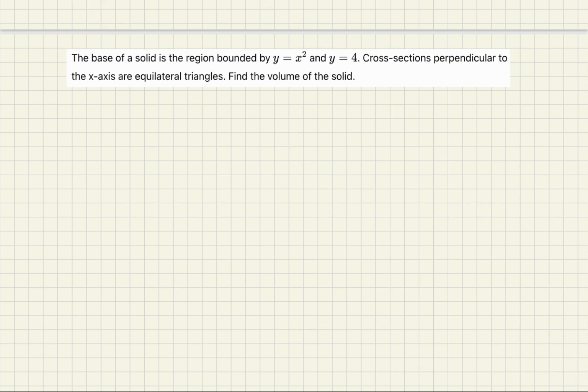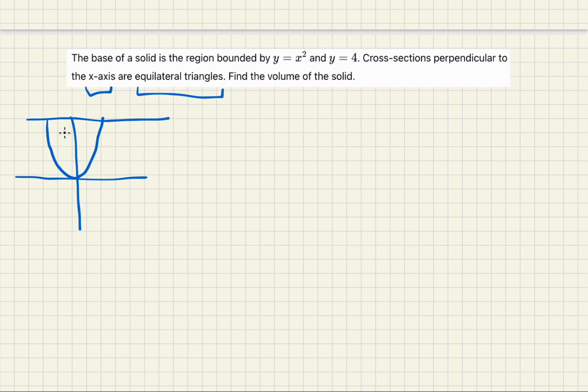Here, the base of a solid is the region bounded by y equals x squared and y equals 4. Cross sections perpendicular to the x-axis are equilateral triangles. So the first step, drawing our graph and inputting our equations. Again, y equals x squared looks something like this, and y equals 4 is the horizontal line here. 1, 2, 3, 4. And what we're doing now is finding the volume of the solid bound by this area.